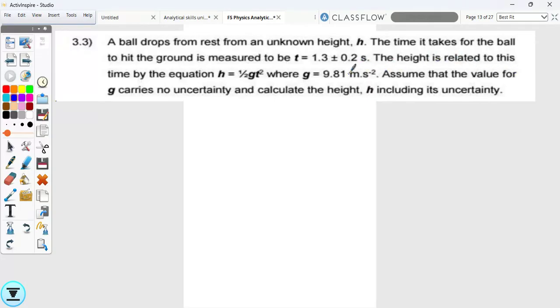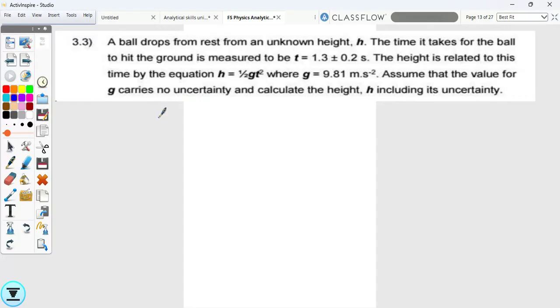Assume that if they didn't give you g in the question, you would refer back to your information sheet, and then you would ignore the significant figures in the constant that you get from your information sheet. Assume that the value for g carries no uncertainty, and calculate the height including its uncertainty. All right, so let's see what we're going to do.